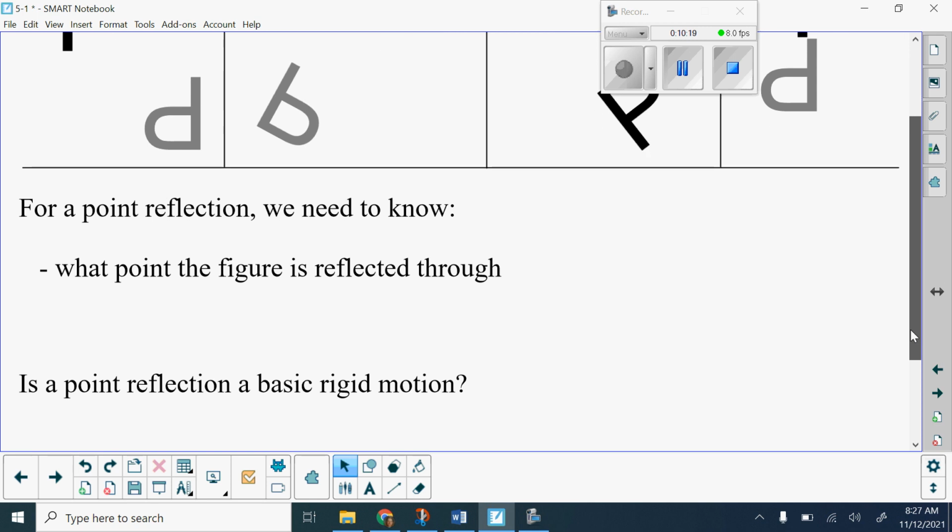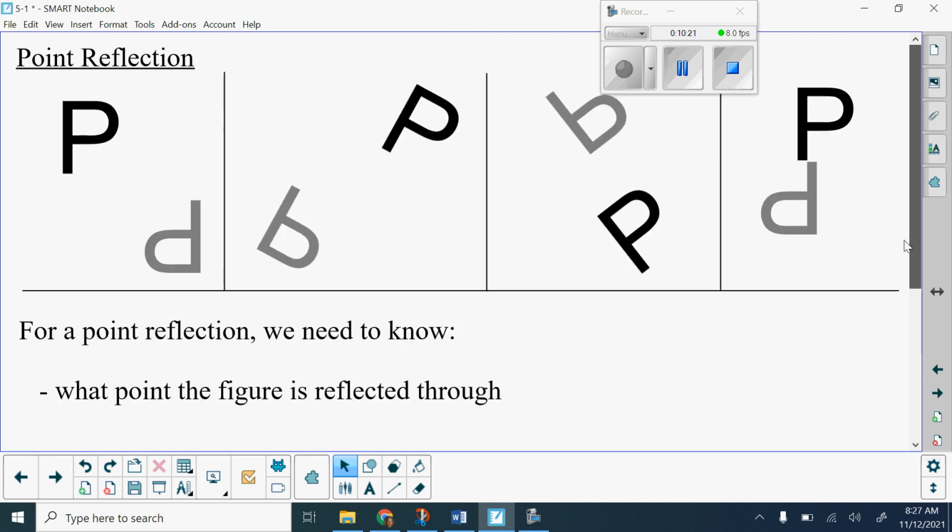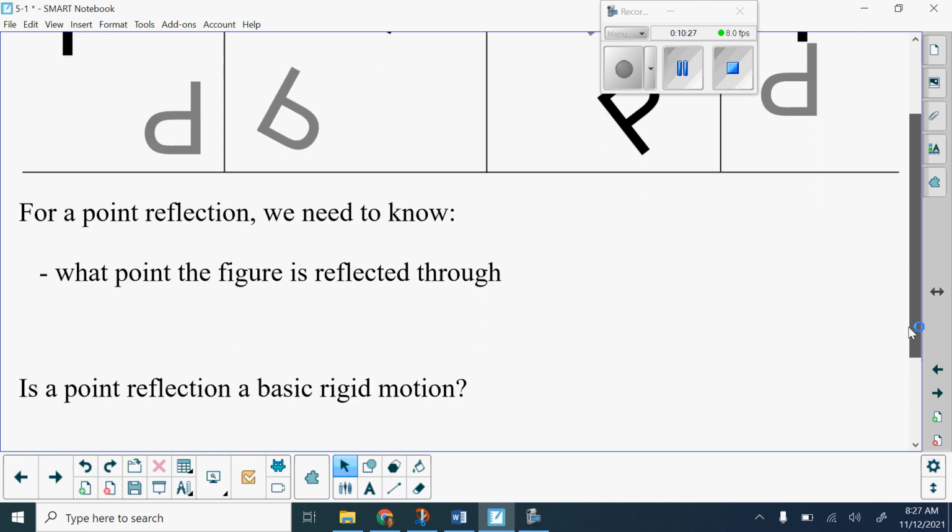And then, is a point reflection a basic rigid motion? Does it preserve the size and shape, the angles and distance? Yes.